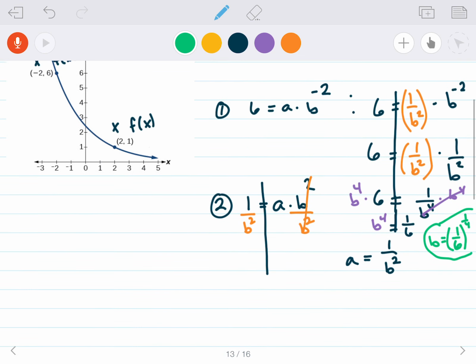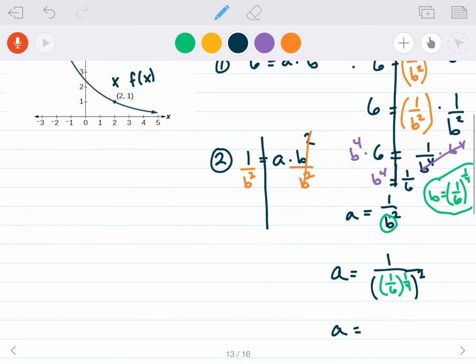We can use b right here to get a number for a. So we know that a is equal to 1 over b squared, where b is 1 over 6 to the 1 over 4, and that's all going to be squared. If you put this in your calculator or on Desmos and simplify it out, let's see what we get. We get 1 over 6 to the 1 over 4 to the second, and then 1 over that.